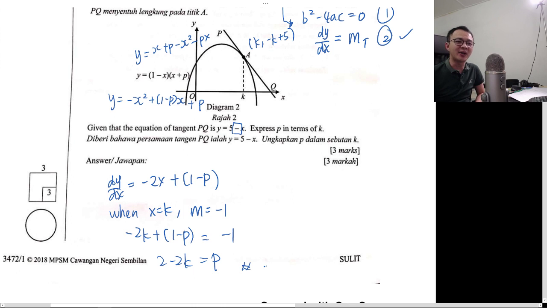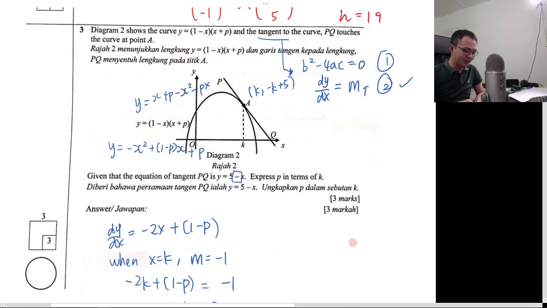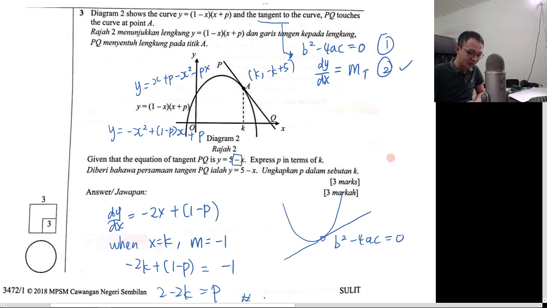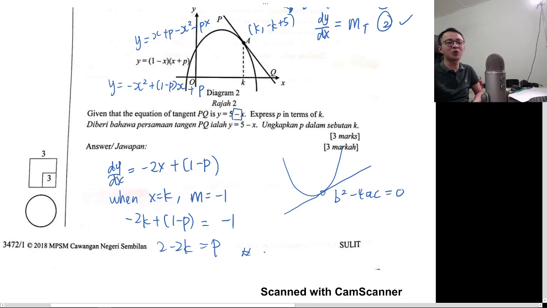Okay, why b squared minus 4ac? b squared minus 4ac is one of the easier ways to determine how many intersection points you have for a straight line and a curve. So whenever we talk about tangent, that means the curve only intersects the straight line at one point. Then we know this one is b squared minus 4ac equals 0. If it intersects at 2 points, it will be b squared minus 4ac bigger than 0.